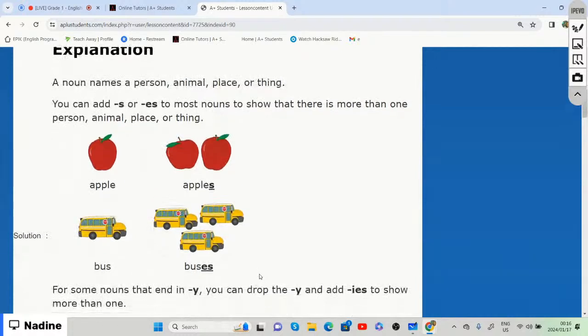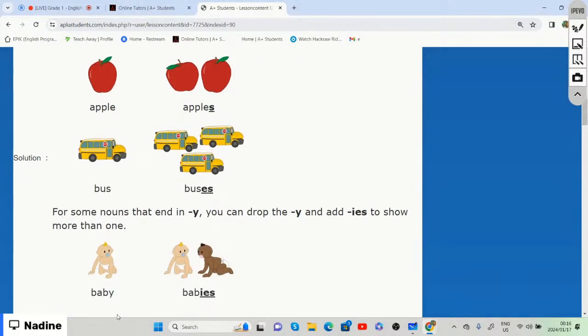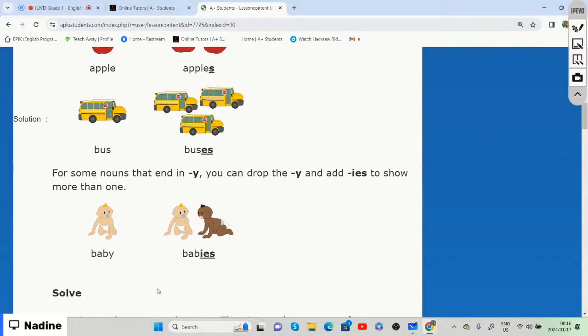And we said one apple, more than one apples. One bus, we can even say three buses, right? But we add an ES. With babies, right? We say that if our noun ends in a Y, let's say for baby, then you can just drop the Y and then we add IES, right?